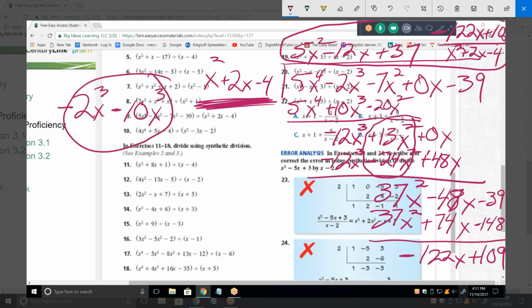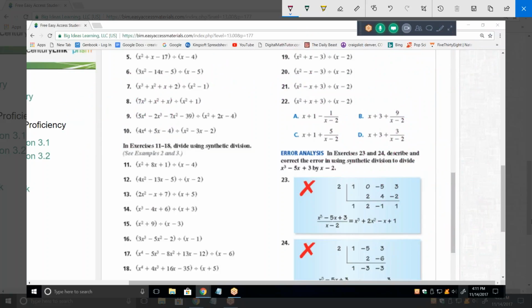Okay. What was that? That was number 9. Yeah, what next? 10. Okay. Set it up for me. What's my divisor?